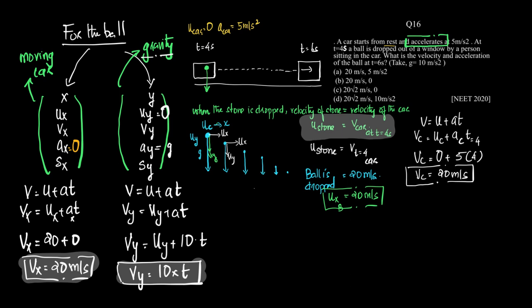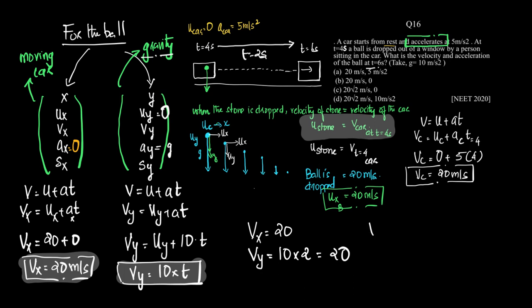Now, what is the velocity and acceleration of the ball at t is equal to 6 seconds is being asked. So between t is equal to 4 to t is equal to 6 seconds, what is the time difference? It is t is equal to 2 seconds, right? In which case we can say that Vx is not dependent on t, so Vx is 20. But Vy is dependent on t, it is given to be 10t and the time is given to be 2, so this also becomes 20.